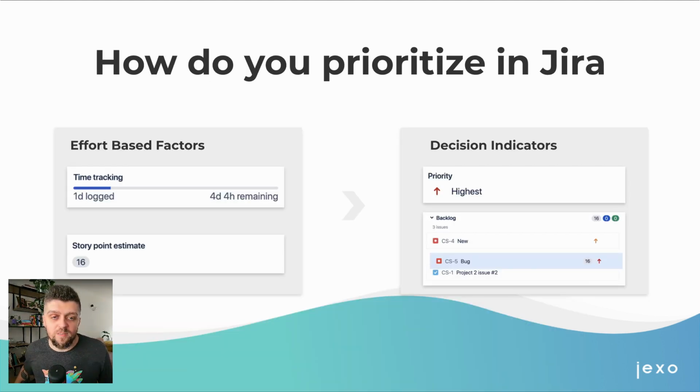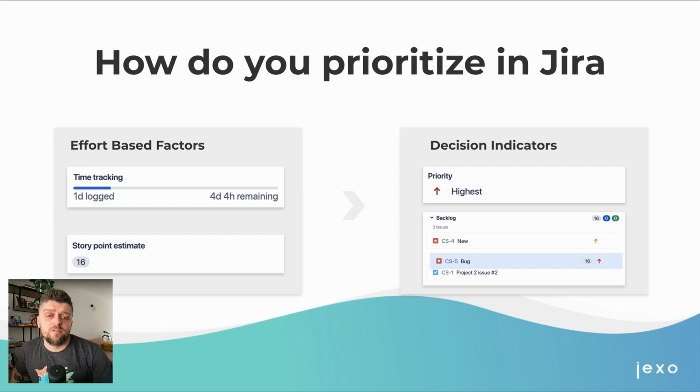Okay, but how do you currently prioritize in Jira? Well, in Jira you have two main approaches to reflect your prioritization decision: the issue priority field and backlog or board ranking, and these are represented in the decision indicators. These are basically decision indicators, setting your priority as highest or medium, or if you're working with a backlog and the order of the backlog, if you want to do it by order, you just drag and drop your items in the backlog. You can do that in Jira.